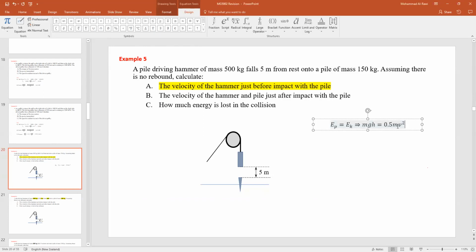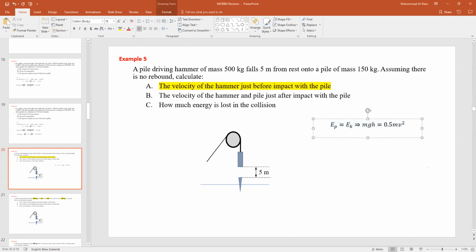All right. If you look carefully, here what we need to determine. M is constant. We're talking about the same thing for the hammer. So the hammer has the same mass. Therefore, M will be cancelled from both sides. So what's remaining from that equation? G, which is 9.81, times H is 5, times 2. Now you say, where did you get the 2 from?